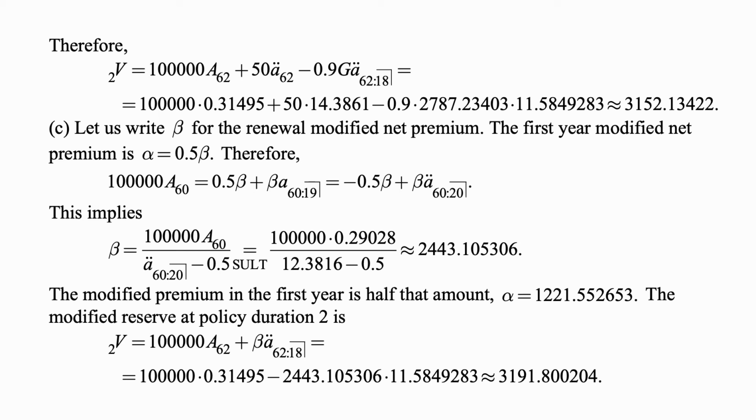minus, that's a typo, let me correct. So my apologies, that was a typo. It should be minus beta A double dot 62 colon angle 18. So actuarial present value of future benefits minus actuarial present value of future premiums. This is a net reserve, only accounts for benefits and premiums that pay for benefits, and the premium that pays for benefits in the future is beta under the modified premium arrangement. We plug in the values that we have, do the calculation, and we get 3,191.800204.